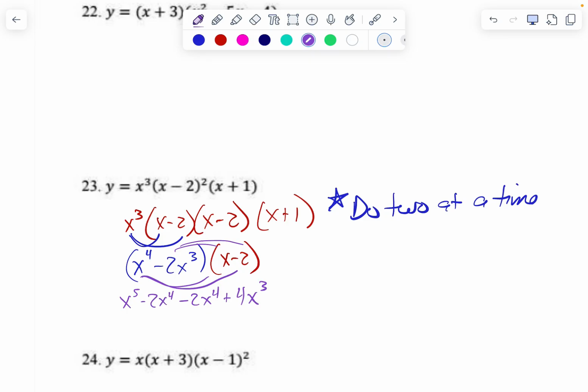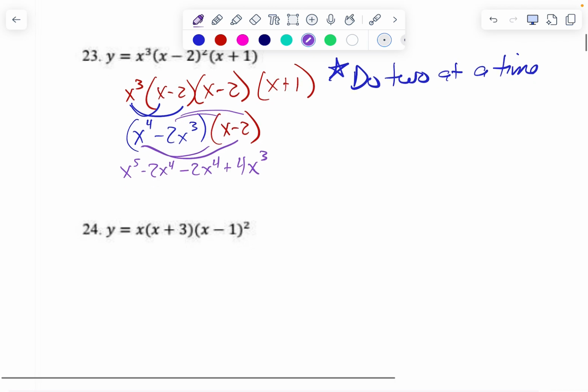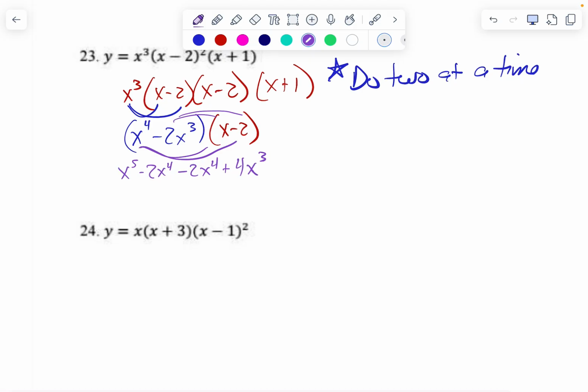Okay, and then do you see those like terms in the middle? They don't cancel. Sometimes they might, but not in this case. Go ahead and combine those like terms before you start multiplying again. Okay, and here's what I mean. This would be x to the 5th minus 4x to the 4th plus 4x cubed. Put that in parentheses and now bring down the next one. And do this all over again.